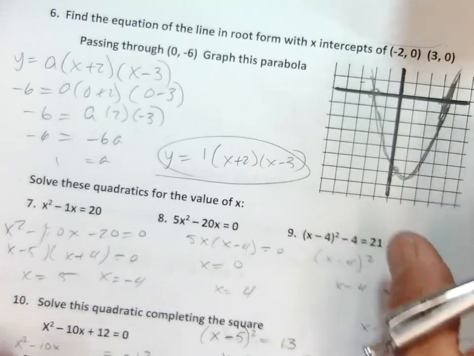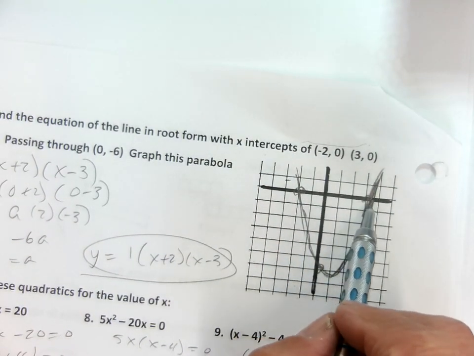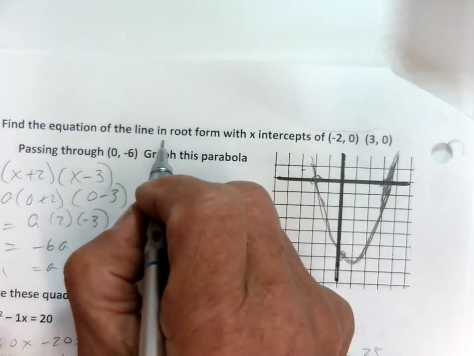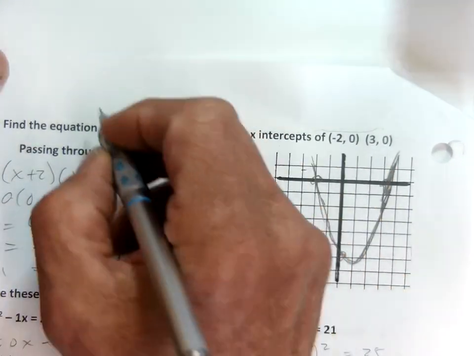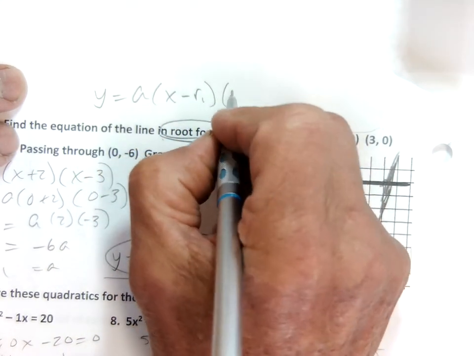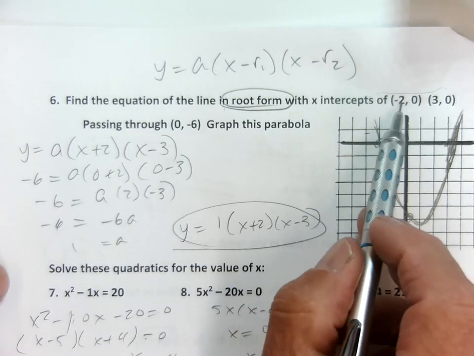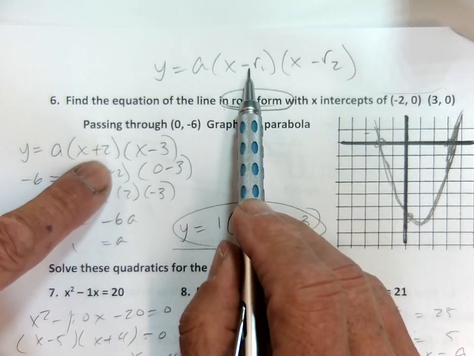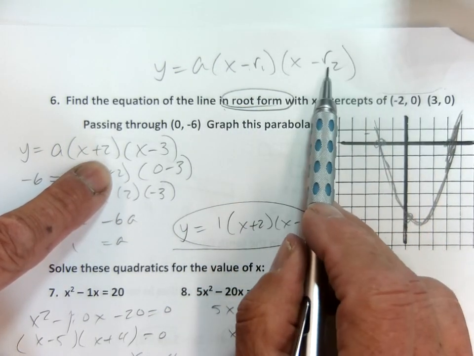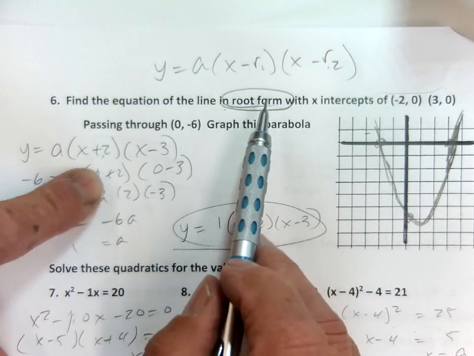Turn the page. On the back side of the review, I have graphing. It's not too bad. Negative 2, 0 and 3, 0, and these are my roots. So I go to root form. Root form is y equals a times (x minus r1)(x minus r2). All right? So I'm going to put my negative 2 there, which makes a positive 2, and my 3 there. So I have y equals a times (x plus 2)(x minus 3).